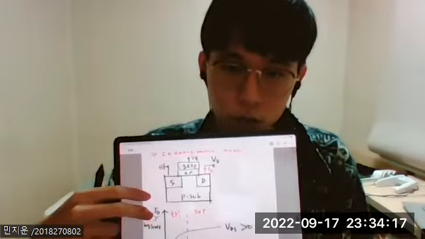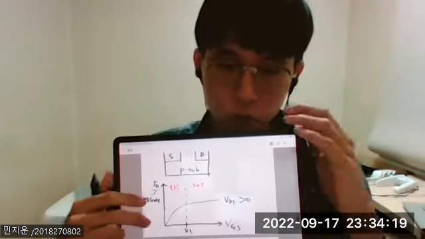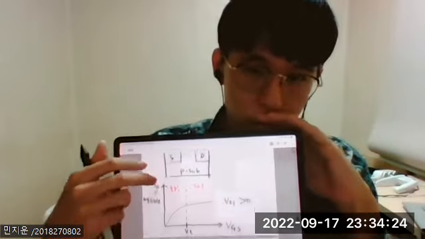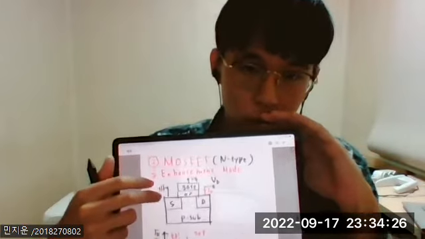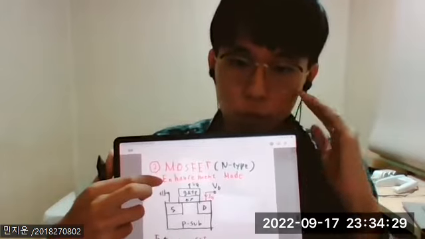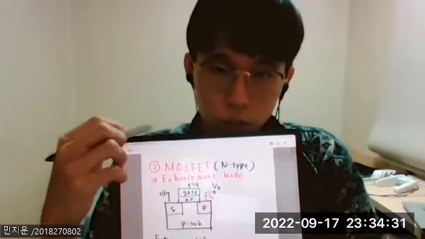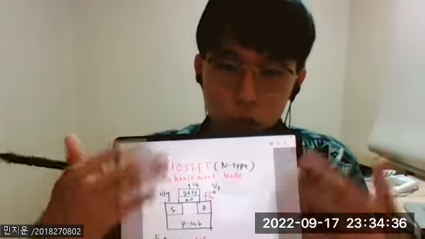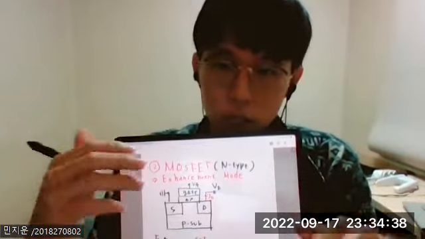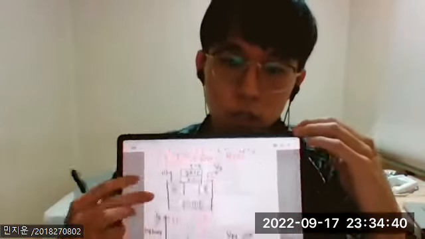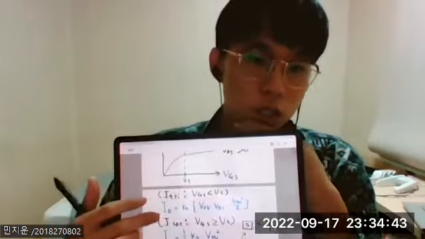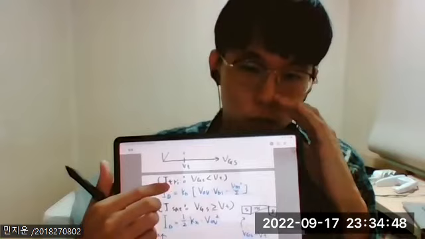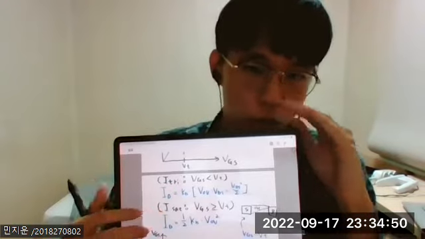And at this graph, the channel, and the enhancement mode means that the channel occurs when the gate voltage is larger than the threshold voltage. And next, you can see this triode region current and saturation region current.